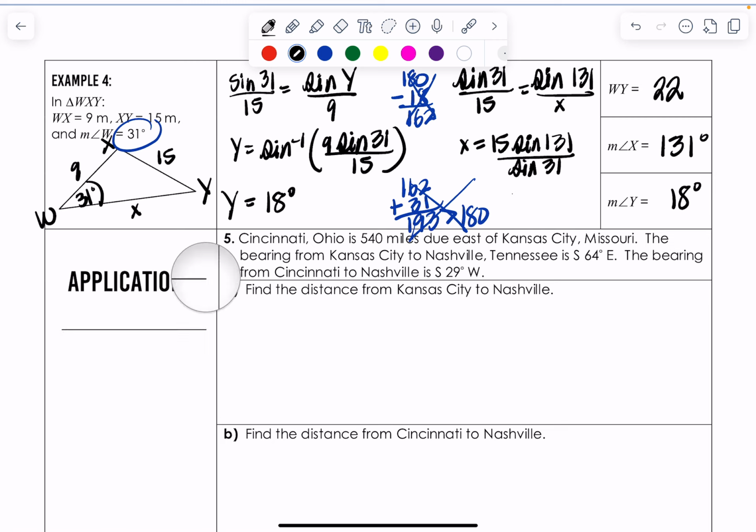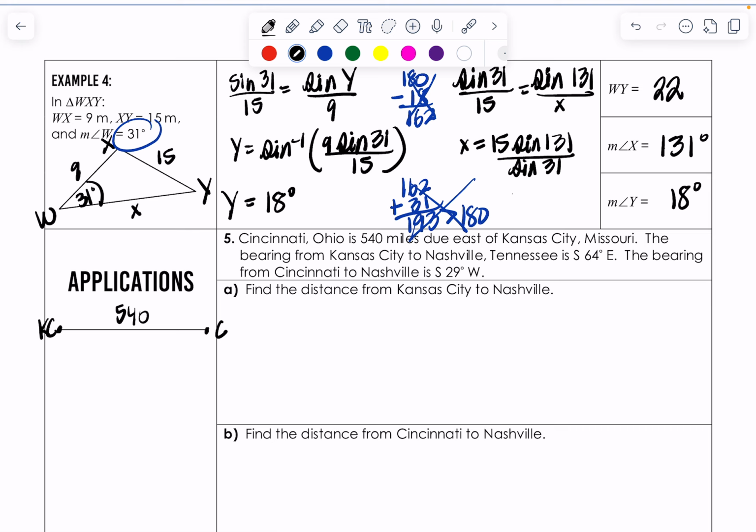Okay, so I know Cincinnati, Ohio is 540 miles due east of Kansas City. Okay, so east is on this side. So Cincinnati would be over here. Kansas City would be over here. That's 540 apart.